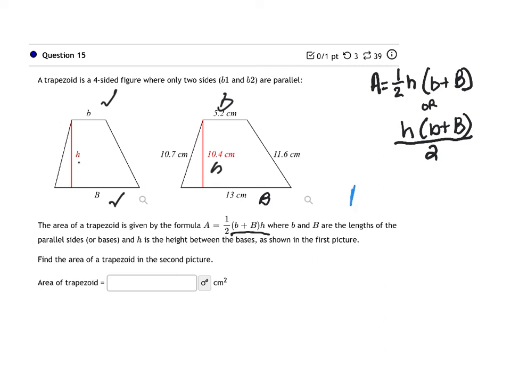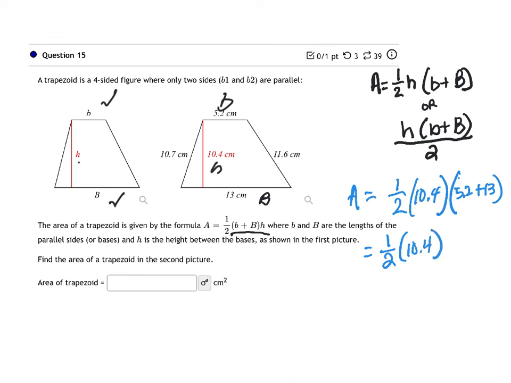So we're looking for the area, and we have 1/2 times the height, which is 10.4, times the bases added together. So the small base is 5.2 plus your 13. So we're going to do what's in parentheses first. So we're going to add the 5.2 and the 13. Now, we'll talk about that in a minute. So 10.4 times 5.2 times 13. Use your calculator.